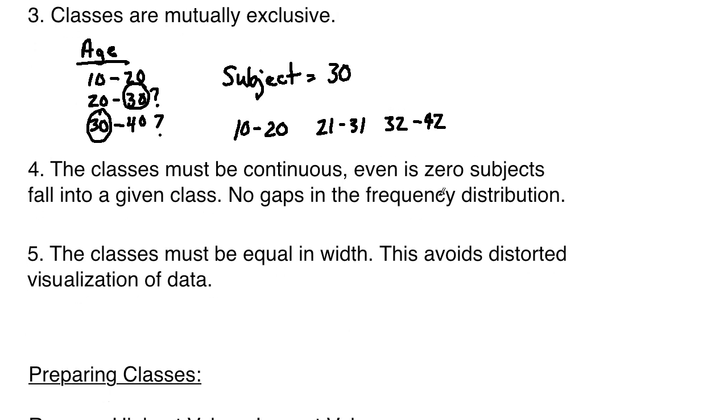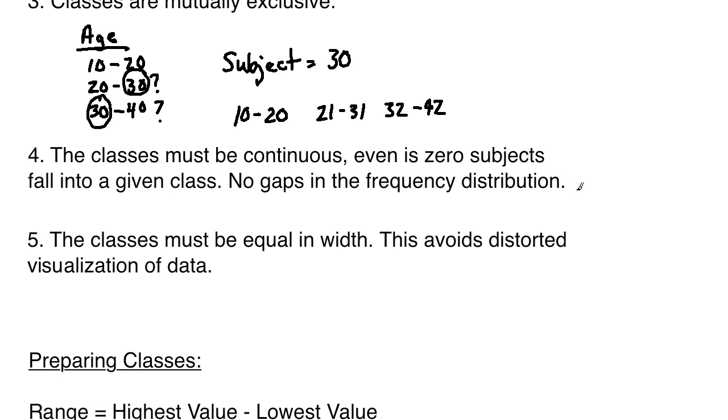All right, so number 4, the classes must be continuous even if 0 subjects fall into a given class. So there should be no gaps in the frequency distribution. So this is evident just within the statement itself, but what we are saying is you cannot turn around and take gaps. You can't turn around and say, my first class limit is 10 to 20-year-olds, and then my second class limit is 35 to 45-year-olds.